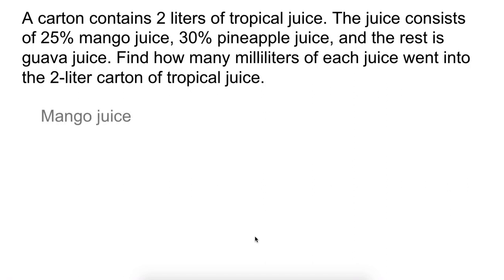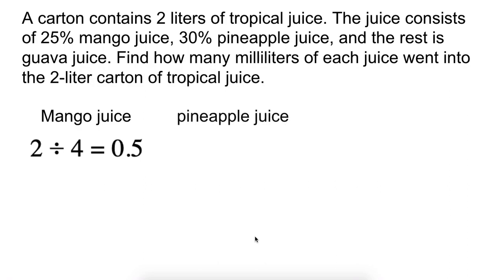Okay, so we need to find out how much mango juice. Mango juice is 25%. So in order to do that, we need to take 2 and divide it by 4. That would be a fraction of 1/2 if we wrote that as a fraction, which would be 0.5. That's a quick one. You should know that 1/2 is 0.5. So 2 liters divided by 4 is 0.5. So we have 0.5 liters of mango juice.